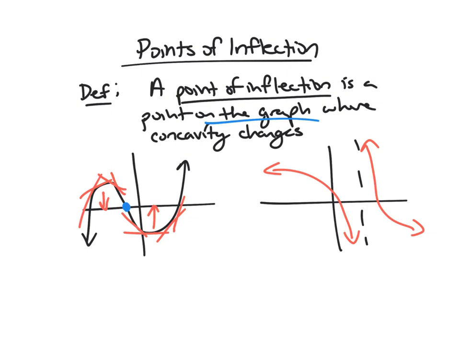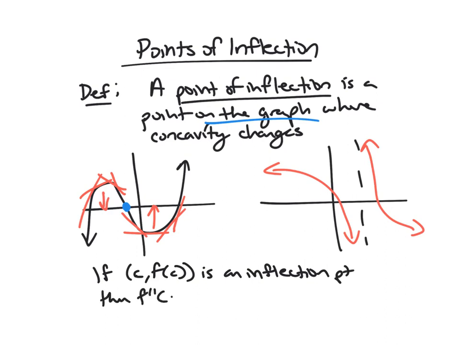So what must be true if we have a point of inflection? It's somewhat similar to when we have a max or min, which must be at a critical point. If (c, f(c)) is an inflection point, we can say for sure that f double prime of c either does not exist or f double prime of c is zero.